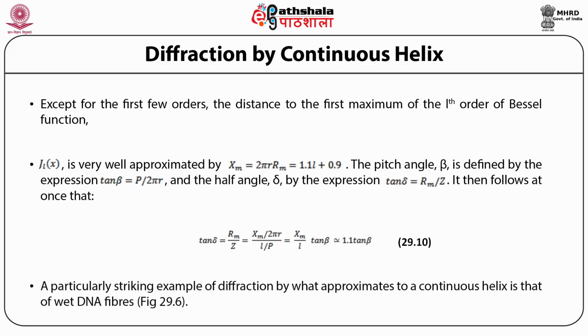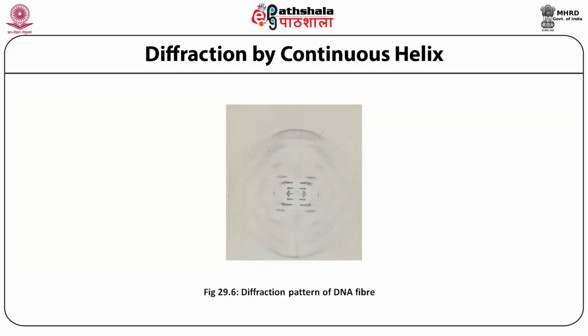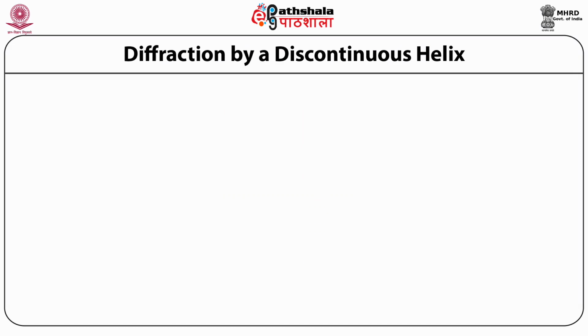A particularly striking example of diffraction by what approximates to a continuous helix is that of wet DNA fibers, which is shown in figure 29.6. So this is simply the diffraction pattern of a DNA fiber. Now let us see the diffraction by a discontinuous helix.